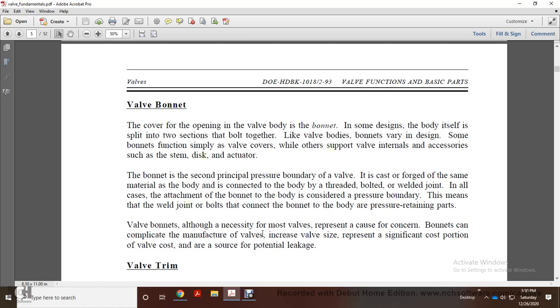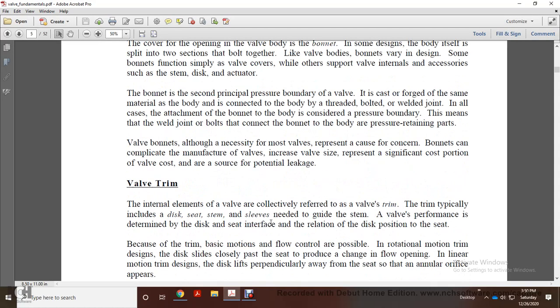Bonnets can complicate the manufacture of valves, increase valve size, represent a significant portion of the valve cost, and are a source of potential leakage.